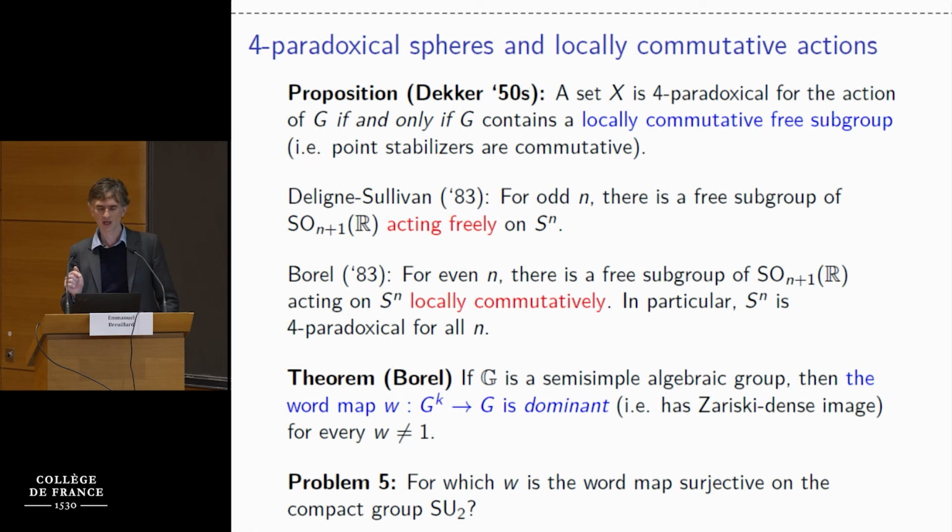Okay? And this is an interesting condition because Dekker in the 50s proved that if you have a locally commutative free group, and that's very general, acting on an arbitrary set, then your set is fully paradoxical. Namely, you can have a paradox, just as in the first slide, with just 4 pieces. And not only that, but it's actually if and only if, so it's the same. Okay. All right. So as a consequence, the spheres in any dimension are fully paradoxical.